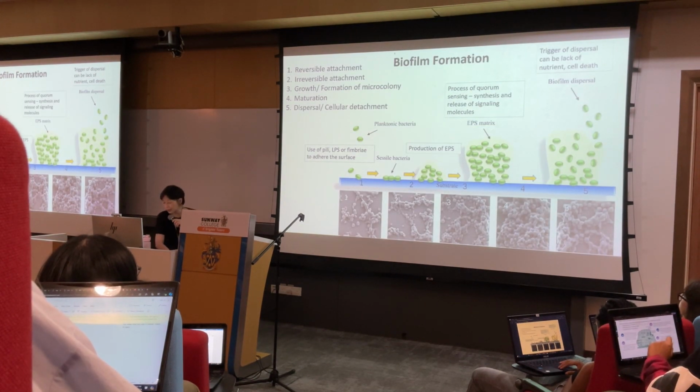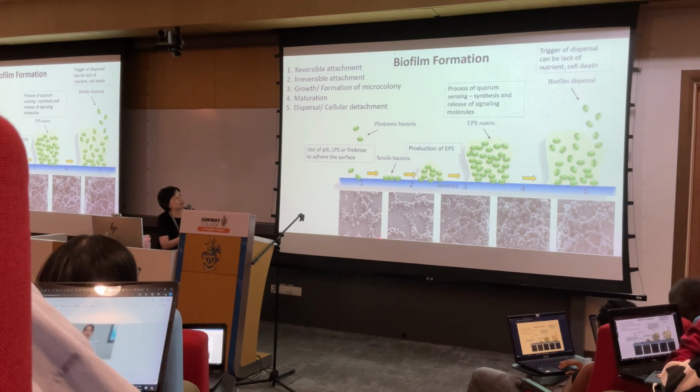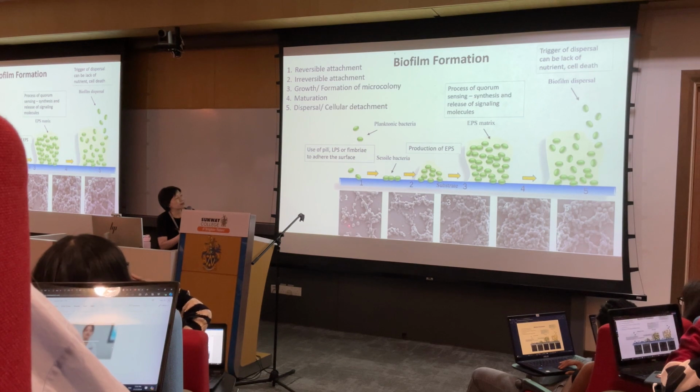And to hurry up, I've got another 10 minutes. Those are the formations of the biofilm. Looking at that, there are 5 steps. All right, so 1, 2, 3, 4, 5 is how to develop the biofilm. If you look at this scanning electron micrograph, you see nothing very special, because you only see single cells building up, getting more and more. But in actual fact, when you study it, there are a lot of changes.